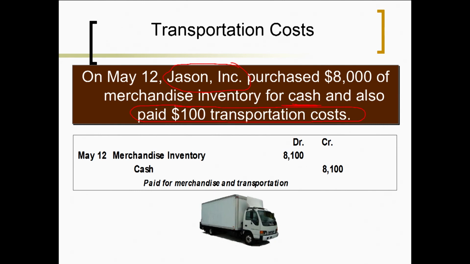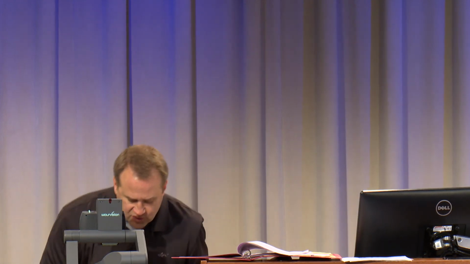We debit merchandise inventory for the $8,100. We want to capture the true cost of acquiring that merchandise inventory into the asset itself. Are you with me? The reason we do that is if you didn't, it could lead to a bad decision if you weren't aware of what your true cost was. For example, let me give you this one real quick.